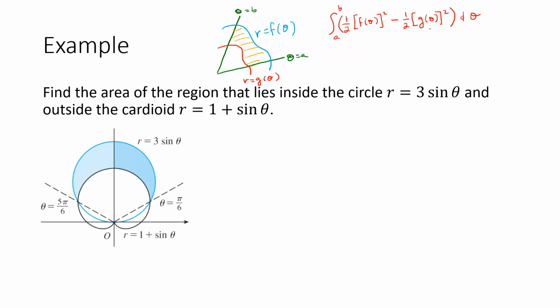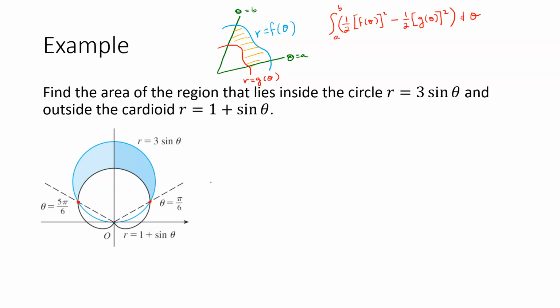So we're going to just subtract the 2 areas. And that's exactly what we'll do here. So on the outside we have this curve r equals 3 sine theta, which is a circle of diameter 3, and intersecting that at the points pi over 6 and 5 pi over 6.